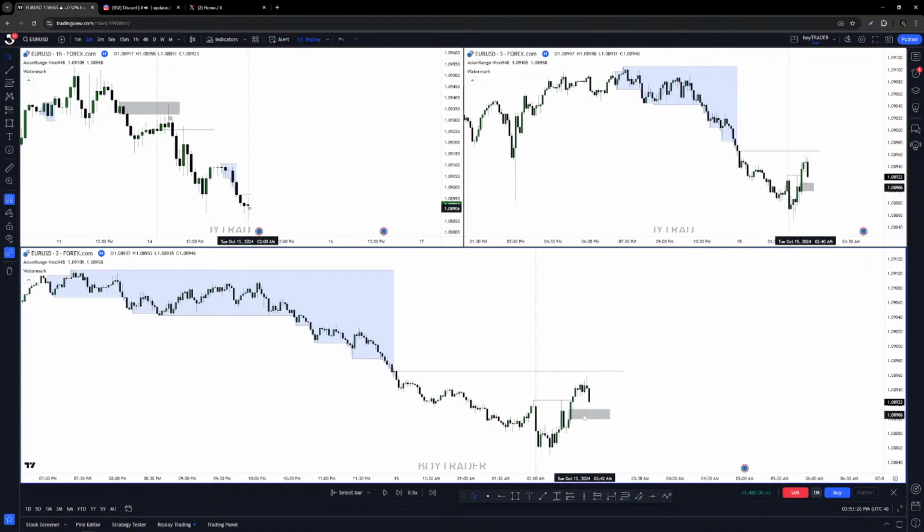On the 2 minutes chart, another fair value gap. So this is our bus stop. This is where we want price to reach before pushing for the buy side. Almost.